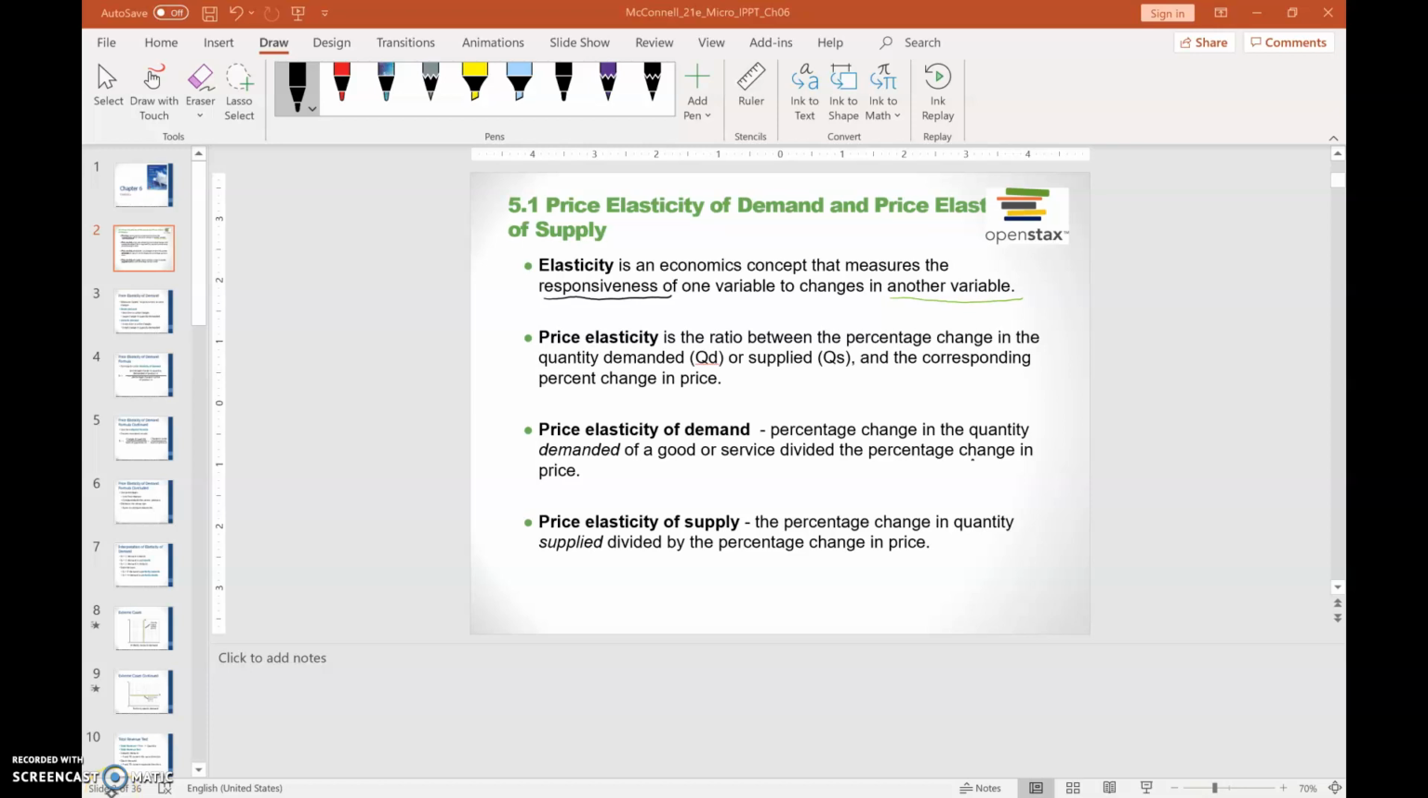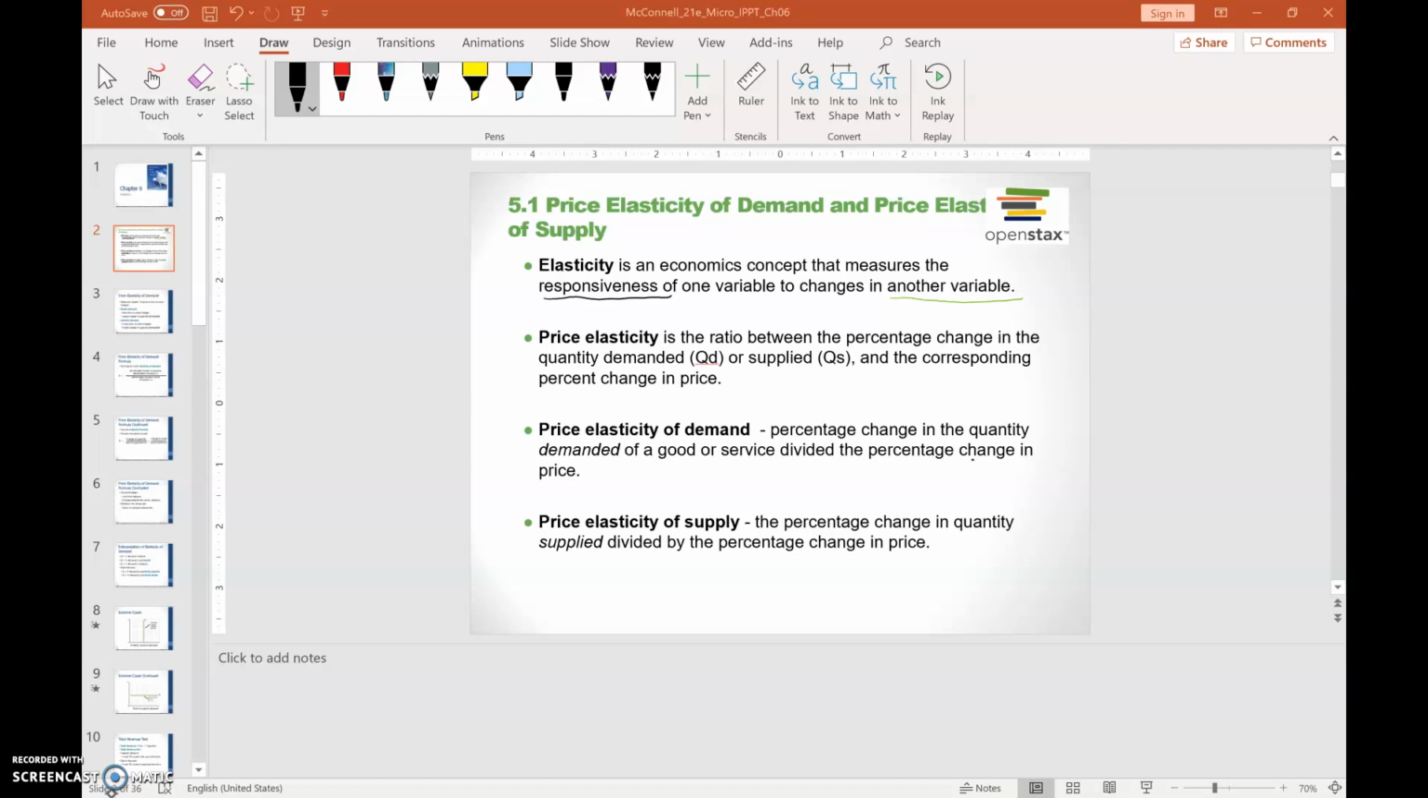Hey everyone, in this section I will talk about elasticity. Elasticity is an economic concept that measures the responsiveness of one variable to changes in another variable. We will look at the elasticity of demand, then we look at price elasticity of demand, price elasticity of supply, cross price elasticity of demand, and income elasticity of demand.